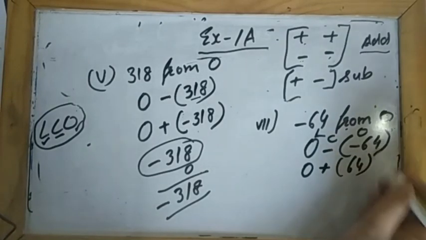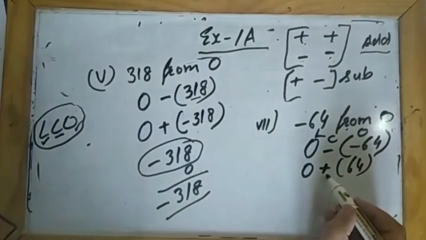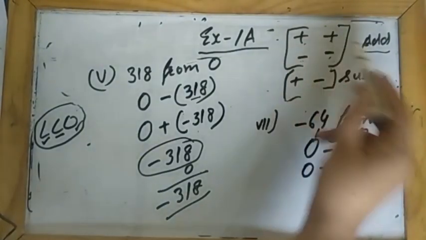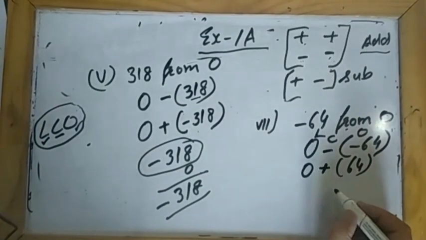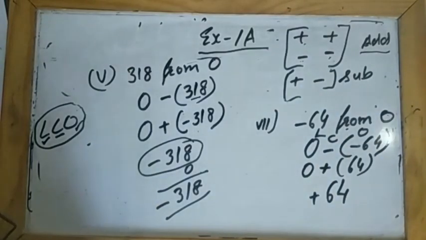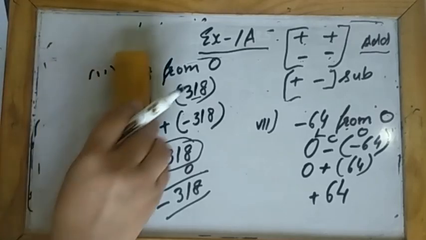So LCO. So now I have to add these two integers, and both integers are positive, so I have to add, and the sign will be of the greater integer. 64 is greater, so the answer will be plus 64 only. Hope you have understood this.